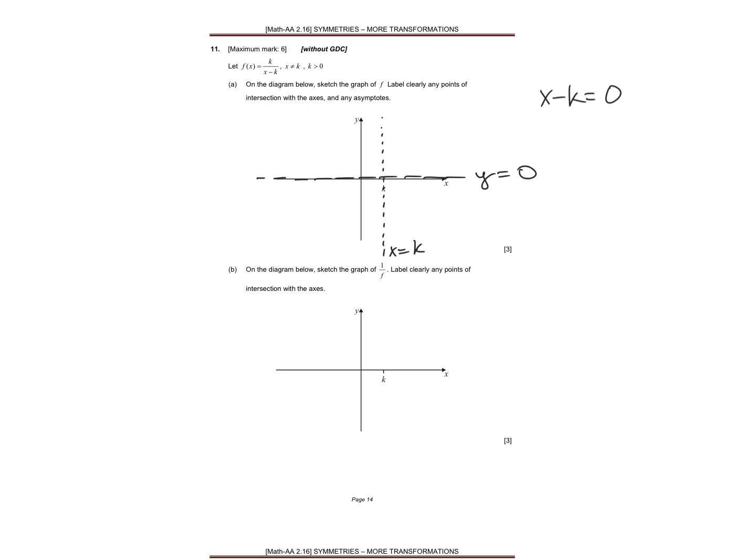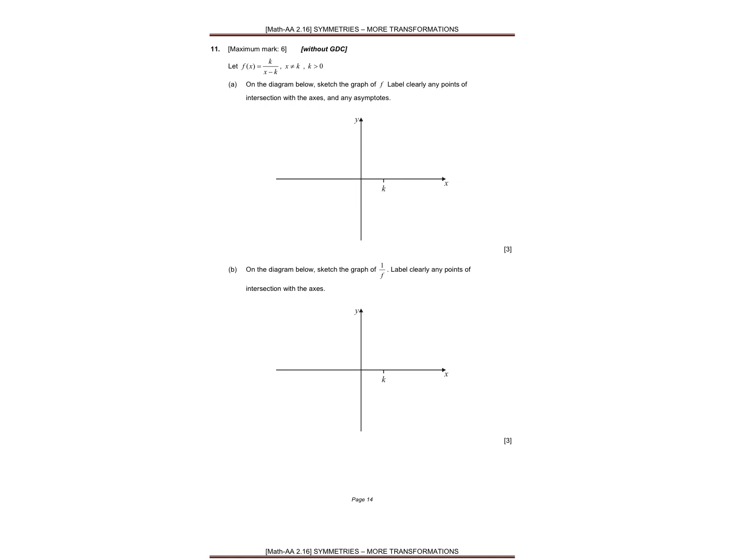And then we have that k is greater than 0. So that's going to be like this on one side and like this on the other side. You can substitute in x equals 0 and you'll get k over negative k, which is -1. So that's the y-intercept.